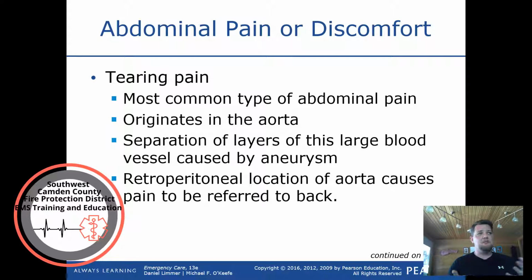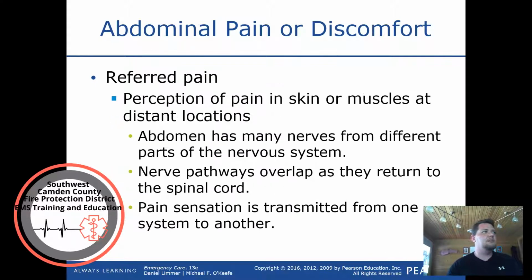When we talk about referred pain, that means it's not necessarily the pain that's there, but it goes to the back. Again, it is the perception of pain in skin or muscles at distant locations. The abdomen has many nerves from different parts of the nervous system. Those nerve pathways overlap as they return to the spinal cord, and the pain sensation is transmitted from one system to another. There are different types of referred pain.